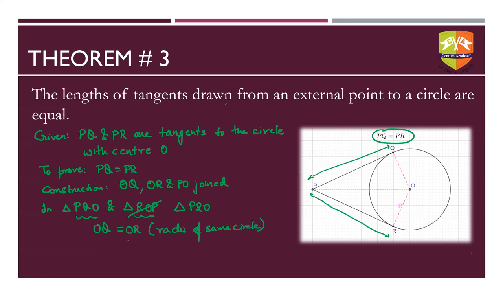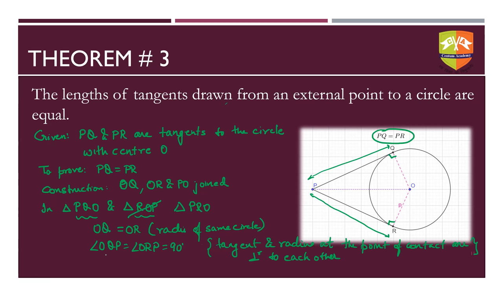What's next? Angle OQP is equal to angle ORP is equal to 90 degrees each. And you have to mention that theorem. So what is that theorem? Theorem is tangent and radius at the point of contact are perpendicular to each other. Okay. So this you have to mention.